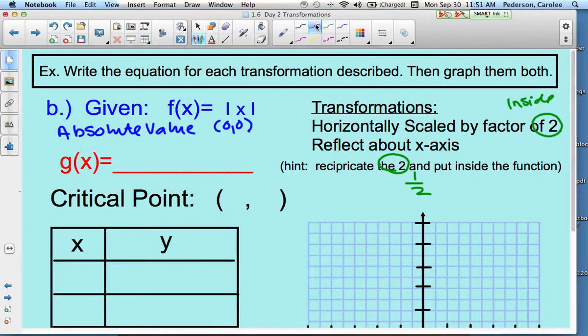The other thing is a reflection about the x-axis. There's going to be a negative in front of the function. So to rewrite the function, we put a negative in front, and then the absolute value, x, and now we're going to go 1/2 inside the function. Our critical point, we did not move left or right at all, so our critical point stays the same as 0, 0.